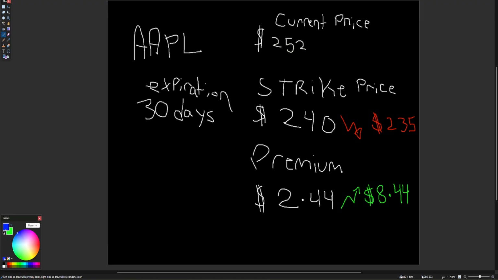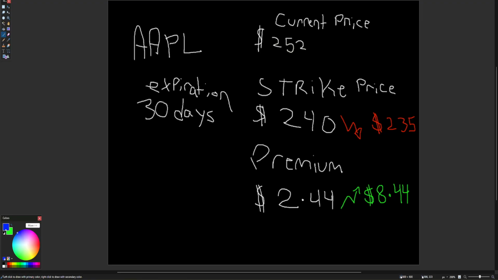Let's say Apple is trading at $252 per share, and you're worried about new competition and think the stock's price is going to take a hit in the next month. So, you buy a put option. You buy a put with a strike price of $240 per share that expires in a month. You pay a premium of $2.44 for the right to buy this contract.